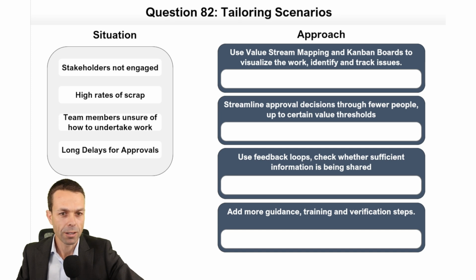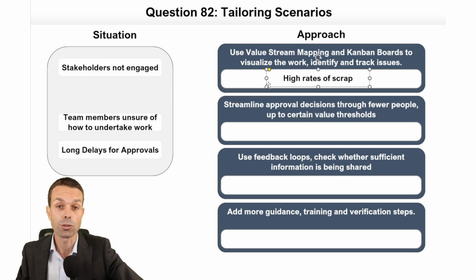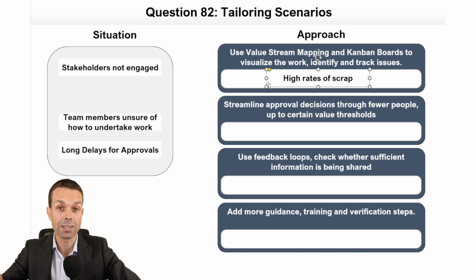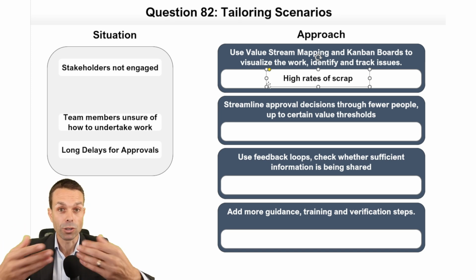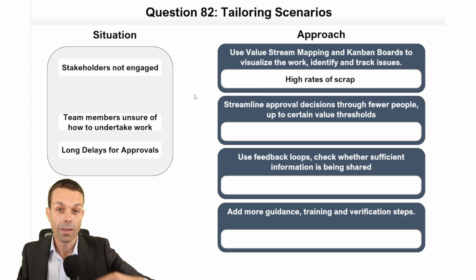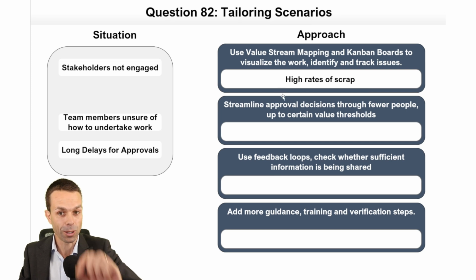Maybe if there are issues and there are high rates of scrap, we're going to use value stream mapping to map out the process and to find non-value added items and to find rework and queues and all those sorts of things. That's what value stream mapping is for, to find issues and waste in the process. Okay, so we got that one.